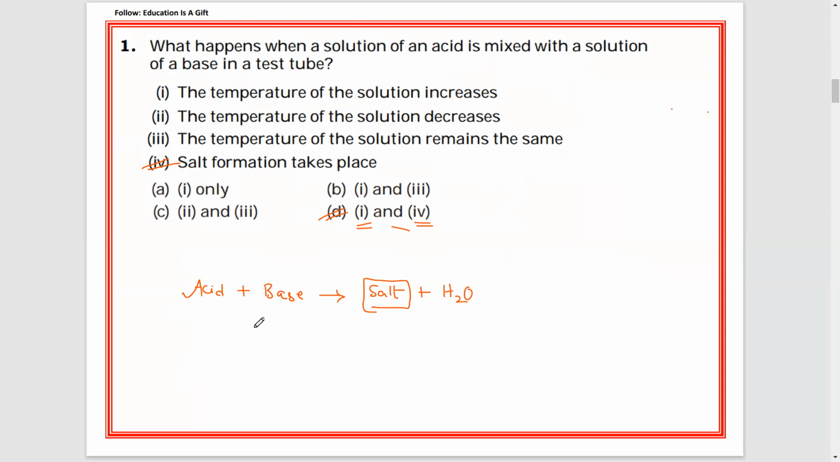You see guys, when acid and base are mixed together, we get salt and water, and this reaction is an exothermic reaction. What is meant by exothermic? Production of heat energy, right? So if in a chemical reaction heat energy is produced, then that reaction is known as an exothermic reaction. So automatically when salt is formed, temperature of the solution also increases. Hence 1 and 4 is the correct answer. So we need to mark this D.